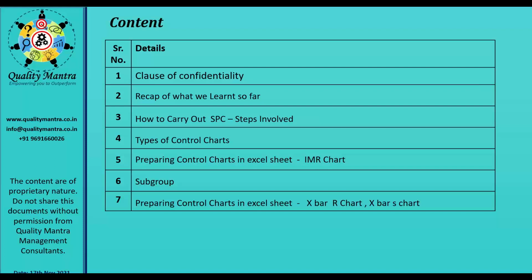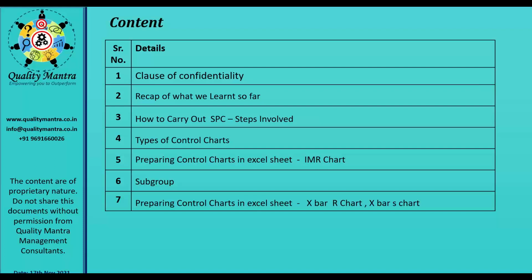So how to do it, how will you begin, what is the methodology you need to adopt, that we are going to see. Then types of control chart based on the data, that is your attribute type data or variable data, there will be different charts you need to use, and we will see types of control chart.